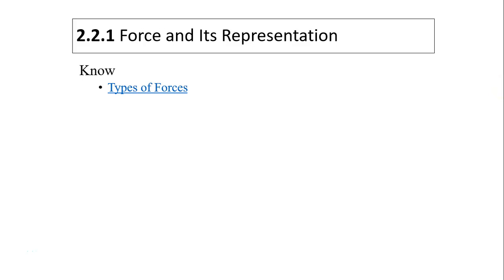Today's topic is force and its representation. The objectives for today is to know the types of forces.